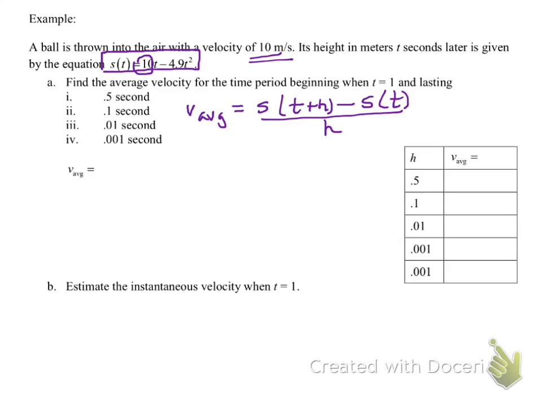We want to find the average velocity for the time period beginning when t equals 1 and lasting various lengths of seconds: 0.5, 0.1, 1/100th, and 1/1000th of a second. The idea being that if our time period is getting smaller and smaller, the time period is our h value. So these are our h's, and we're letting our h's go to 0.